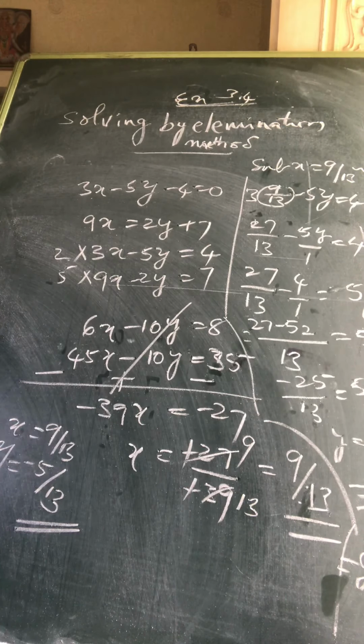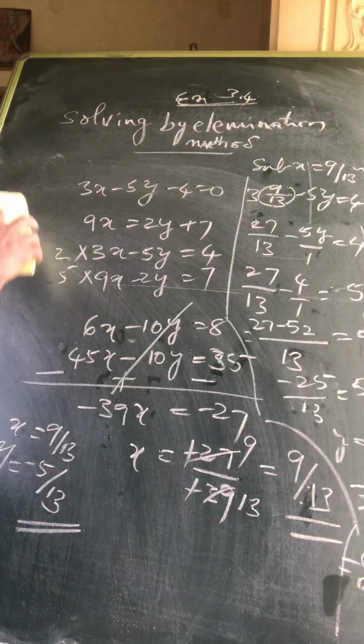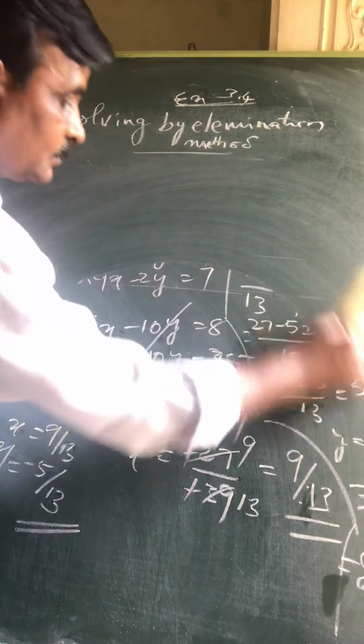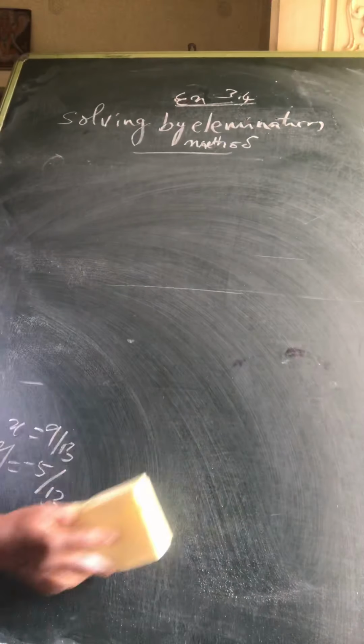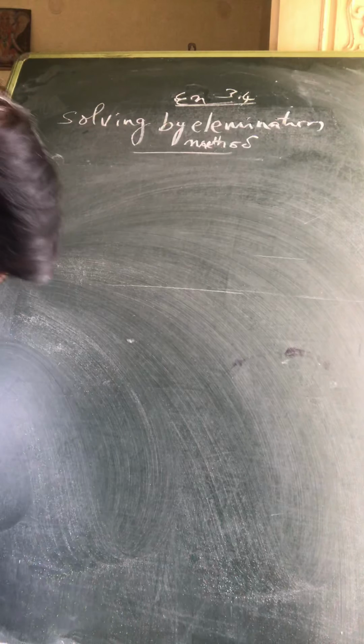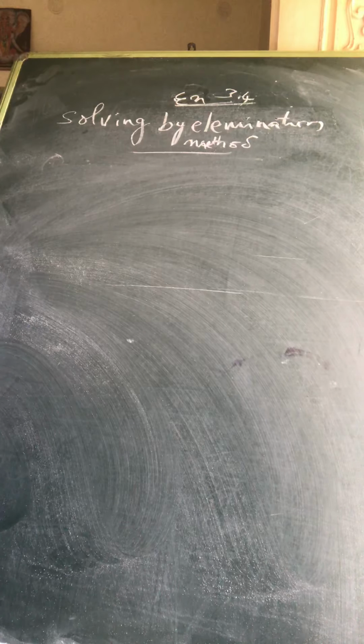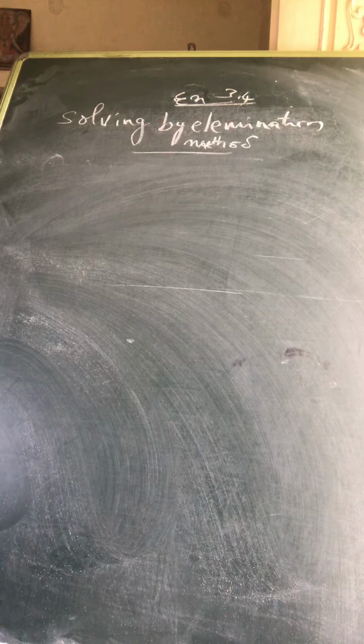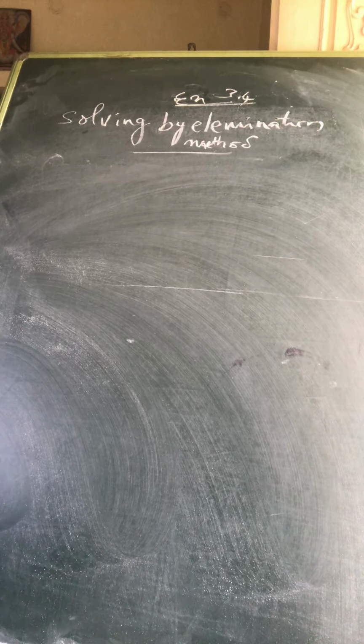Okay. Now x is equal to 9 by 13 and y is equal to minus 5 by 13. Like this we are able to eliminate any one of the variables, either x or y. Okay, now already you know how to convert the given problems into a pair of linear equations, and then we have to solve it.